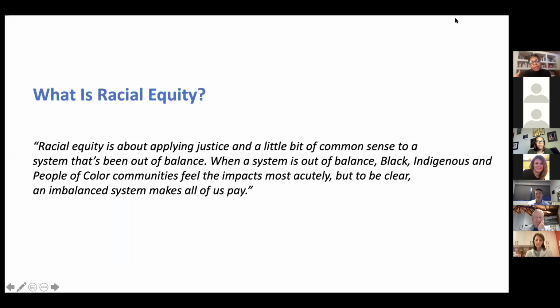Black, Indigenous, and people of color communities feel the impacts of that most acutely. But the bottom line is, when there's racial inequity, everybody pays for it. It just doesn't work for anybody. But who it hurts most are people in the BIPOC, Black, Indigenous, people of color communities. And so as we journey through this process together, I do want you to be thinking about not only equity, but I want you to go deeper in racial equity and what are the implications of both.